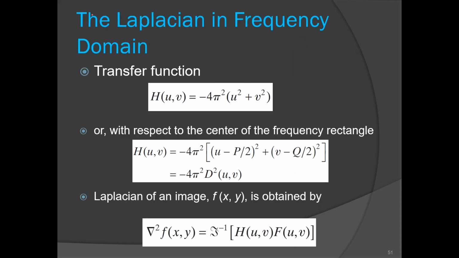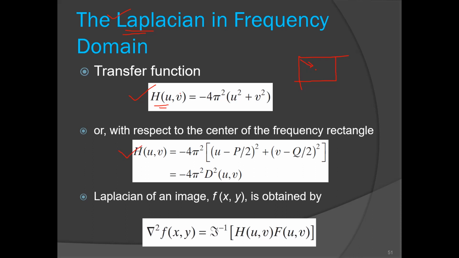Now we'll see more filters in the frequency domain. We have seen the Laplacian operator in the spatial domain also, so we have the Laplacian operator in the frequency domain also. We can implement the Laplacian in the frequency domain using this transfer function. So H of uv for the Laplacian is this one, and if we translate the center of H of uv to the center of the plot, that means if this is the image, if we translate to the center of the image, the equation becomes like this.